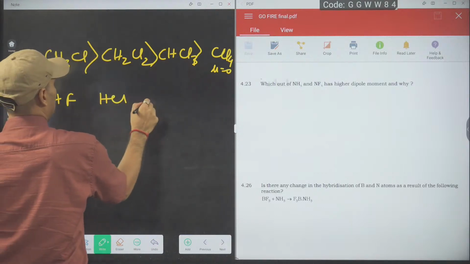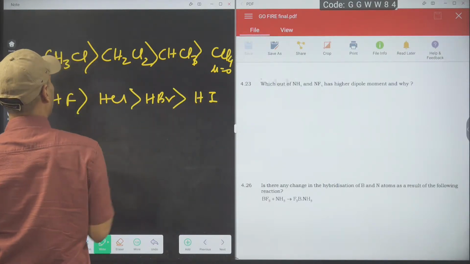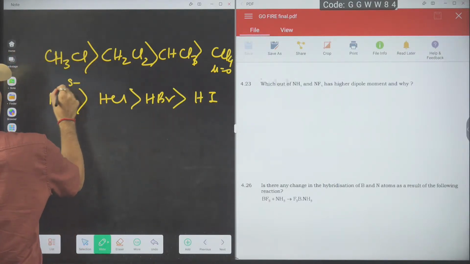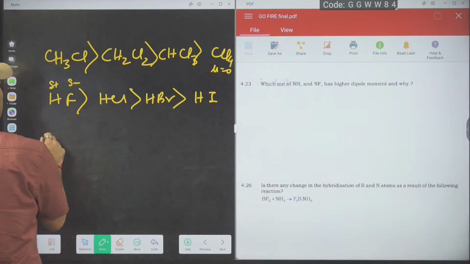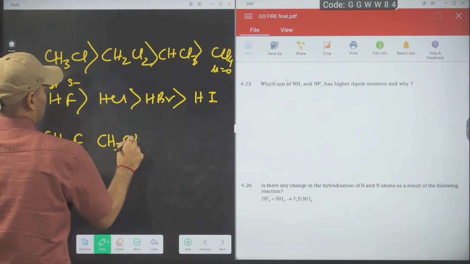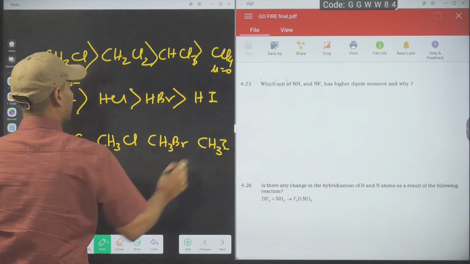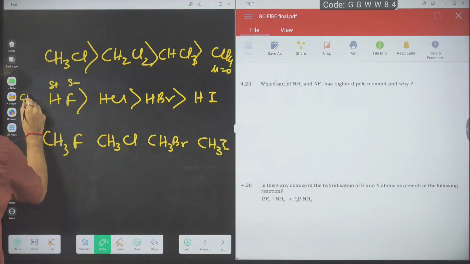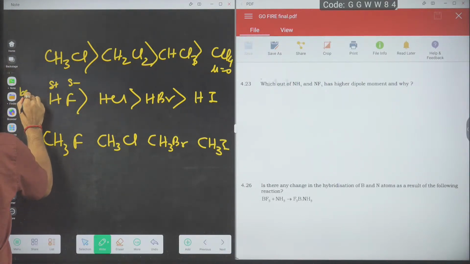HF, HCl, HBr, HI. Based on electronegativity. Simple. Then this one, do you remember? CH3F, CH3Cl, CH3Br, CH3I. Tell me. Now what happens? I have said based on electronegativity.